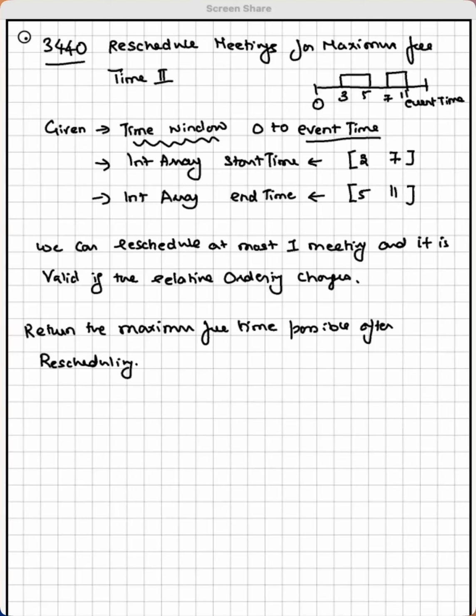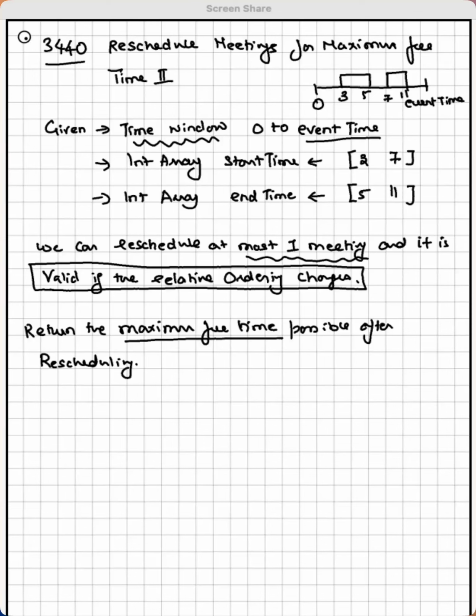Now, in this problem, what they say is that we can reschedule at most one meeting, and it is okay for me to reschedule and place this meeting out of order. Now this condition is what is new to this problem and is different from yesterday's problem. Given this, we have to find the maximum free time possible, the largest chunk of free time that is possible.